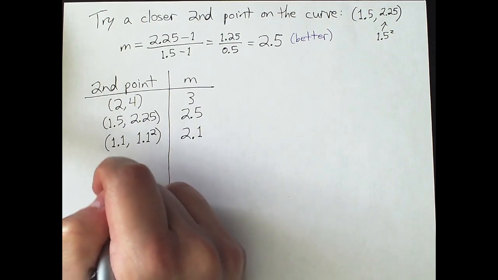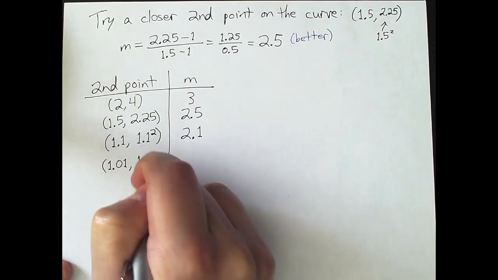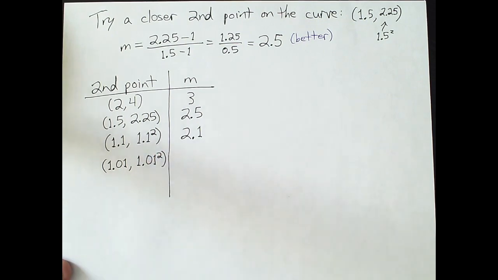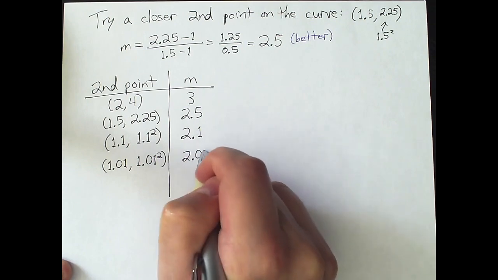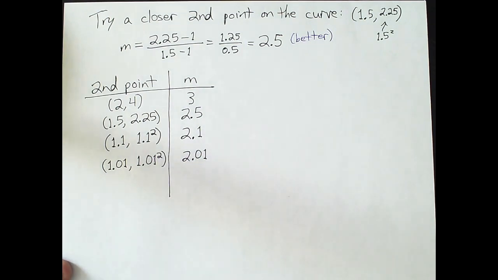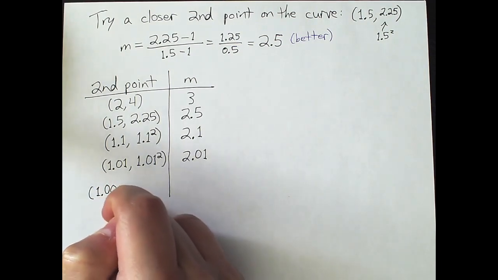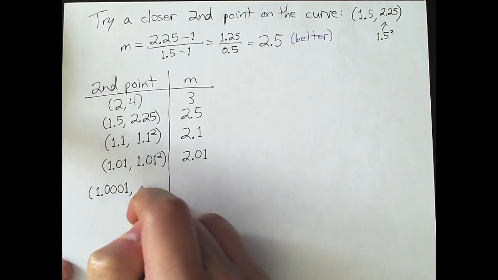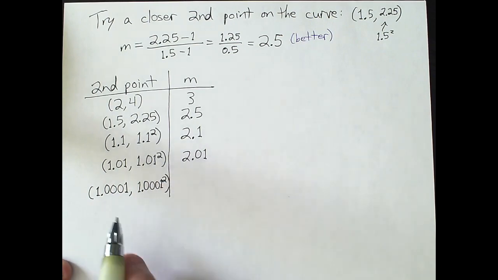I also checked a point that's even closer, 1.01 comma 1.01 squared. And this, with the slope formula, gets us 2.01. And I did one more. I did 1.0001 comma 1.0001 squared. Can you imagine on our picture how close this is to 1 comma 1?